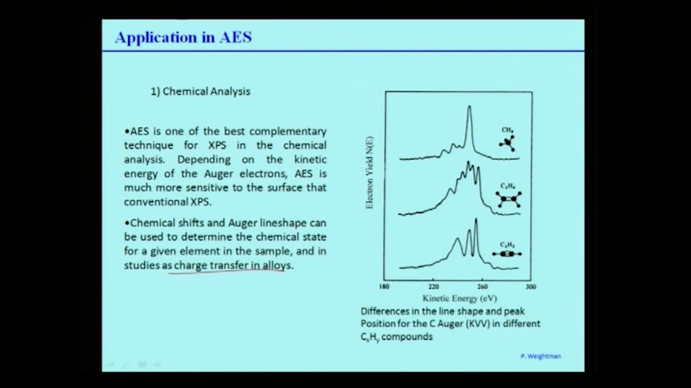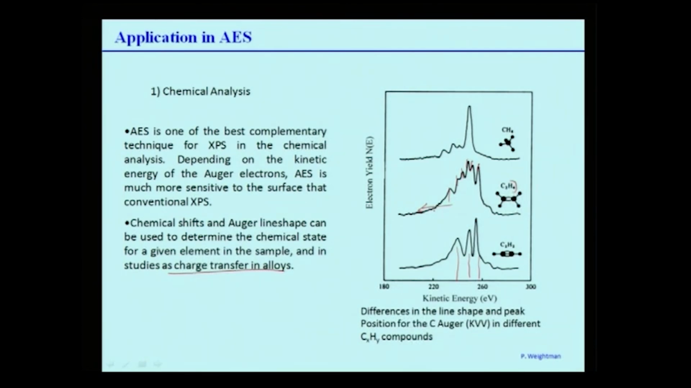You can clearly see there are three distinct peaks, one broad and two very sharp peaks, coming at about 240 to 255 eV. But if you go to C2H4, that is ethylene, where there is a double bond, you can clearly see the peak splits into 1, 2, 3, 4, 5, 6. Not only that, the positions of the peaks have also shifted a little to the left side, that is, lower kinetic energies.